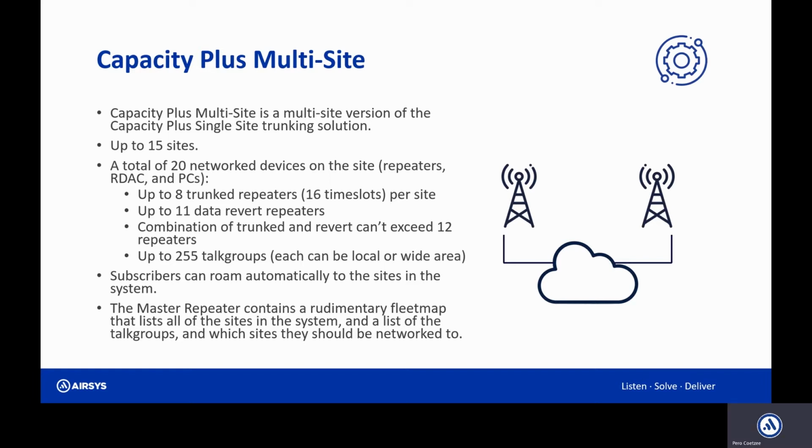The master repeater contains a rudimentary fleet map that lists all of the sites in the system and a list of the talk groups and which sites they should be networked to. So this is something new that we haven't seen before. In the master repeater of a Capacity Plus multi-site system, there is a list of all the sites and also a list of the talk groups. And this is to give you more control over the system. We will look at that in more detail next.